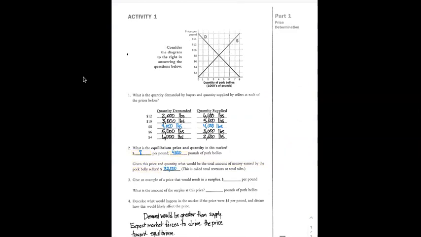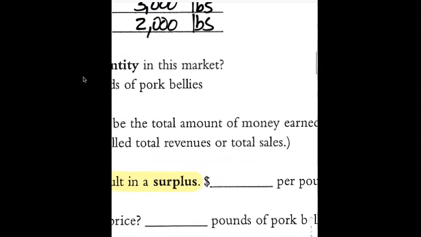Next, we have to give an example of a price that would result in a surplus, and a surplus is simply any price where the supply is greater than demand. So any price that's higher than equilibrium will result in a surplus. So I highlighted it on the graph there. So $10 would work, $12 would work, $14 would work. Let's just grab 12 and we'll put that in.